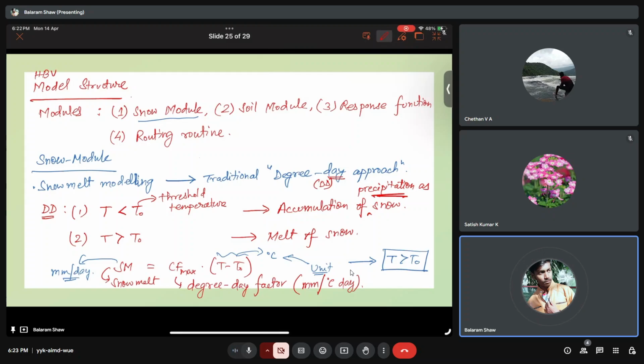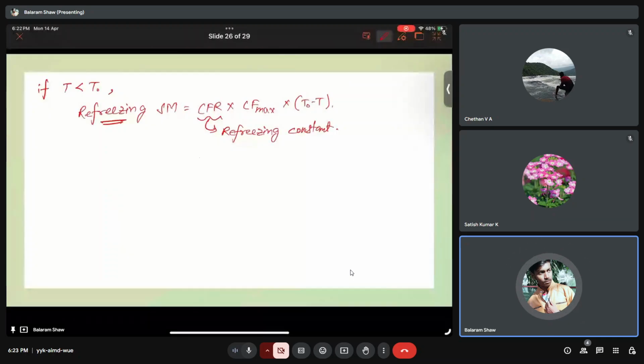Now if it increases above the threshold temperature, then melting of snow happens. Now again, let's say after 5 days, the temperature decreases below the threshold temperature. Then what will happen? Again, refreezing will start, and hence we get refreezing snow melt. And for that, we have a refreezing constant or refreezing factor. So all the precipitation that is simulated to be snow should be multiplied by a correction factor, that is SFCF.